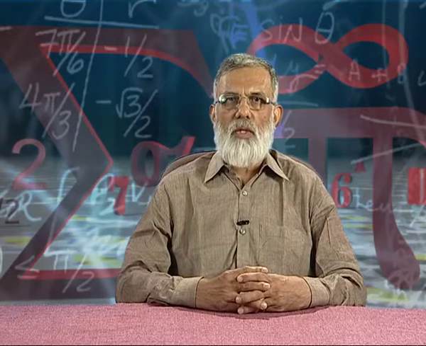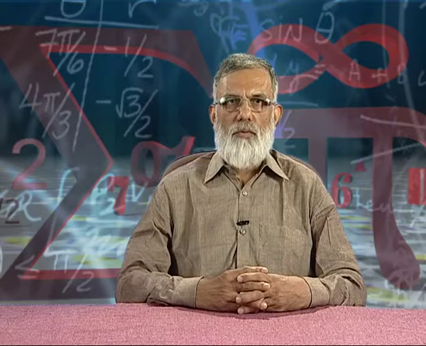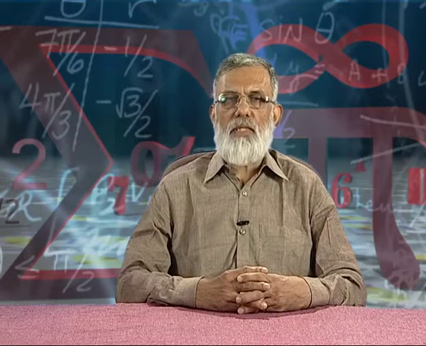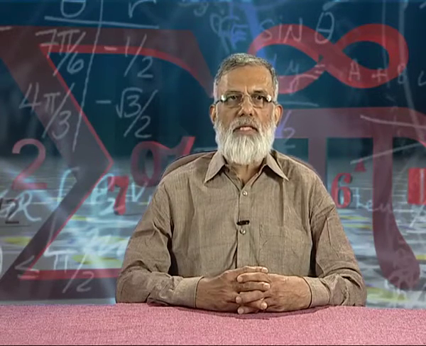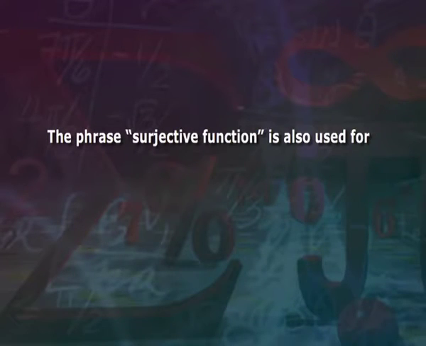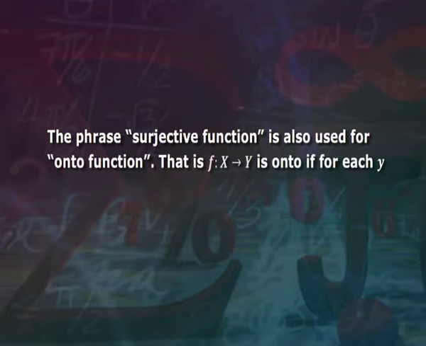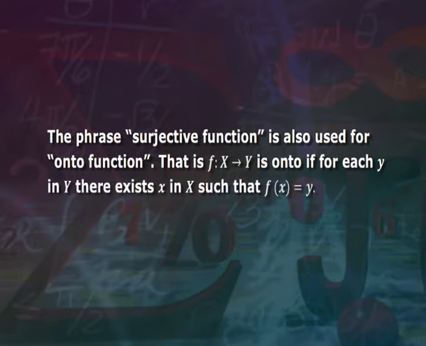2. In modern mathematics, one always specifies the codomain. We say that the function is onto if the range is the codomain. The phrase surjective function is also used for onto function. That is, f from X to Y is onto if for each y in Y there exists x in X such that f(x) = y.